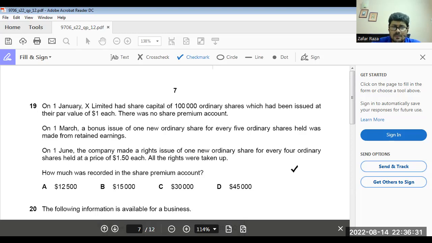On 1st June, the company made a rights issue of one new ordinary share for every 4 ordinary shares held at a price of $1.5. All the rights were taken up. Okay.